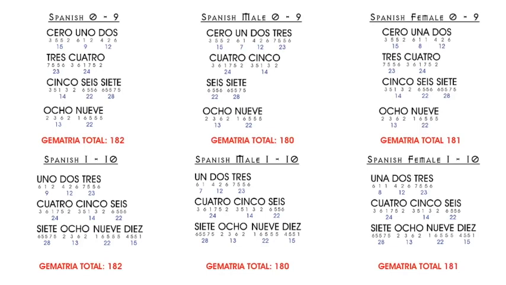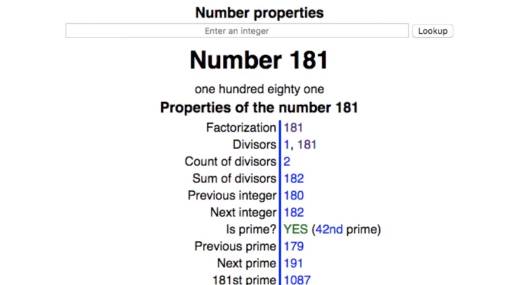Spanish 0 through 9, just regular Spanish, just if you speak it, equals 182. Like, 0, 1, 2, 3, 4, 5, 6, 7. I'm sorry, I'm butchering that. Spanish 1 through 10 equals 182 as well. Look at that. So if you use the rule of Colel on the Gematria total of just regular Spanish, 180 or 182 there, so let's say you subtracted one, that would give you 181. Okay, let's look at the properties of the number 181.